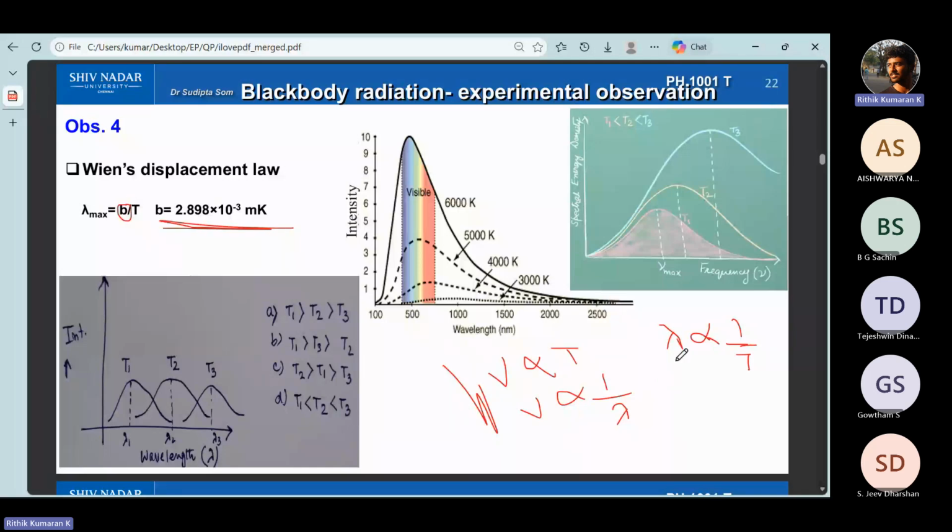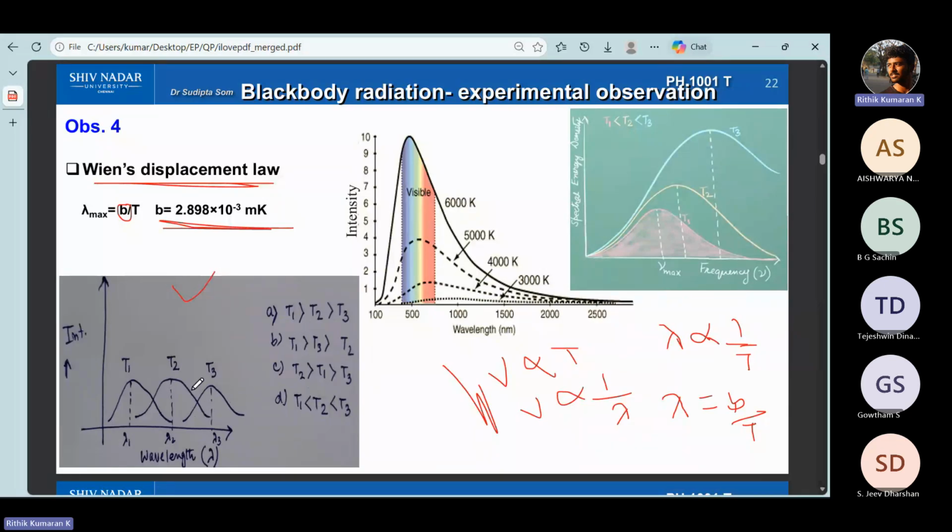Okay. So from this, you can say the maximum wavelength emitted will be the constant divided by the temperature. So this is Wien's displacement law. This is the formula here, and the constant value you remember. Okay. So coming to the question down here.